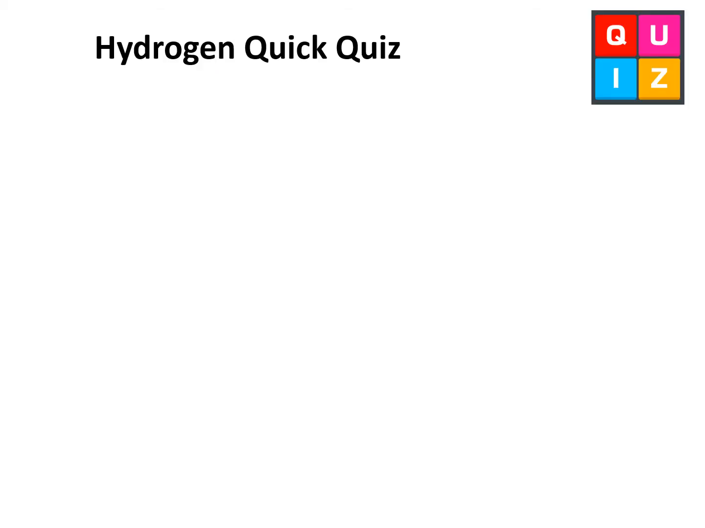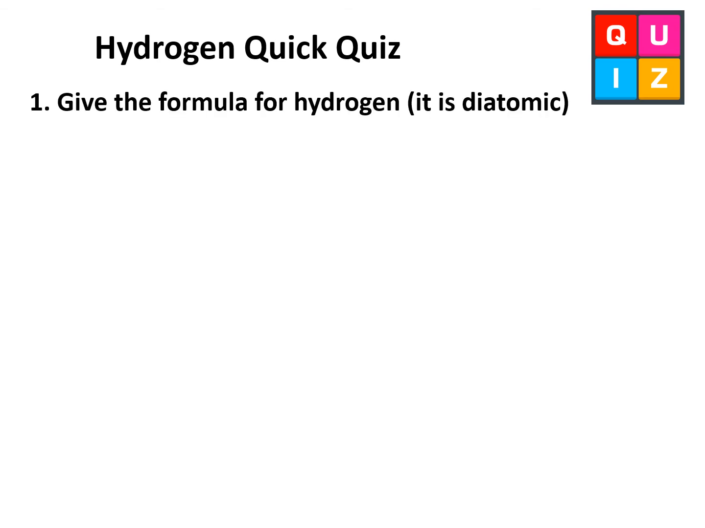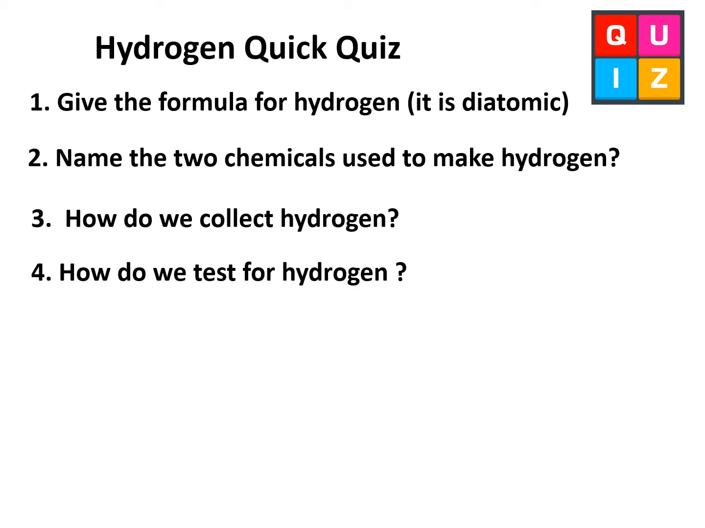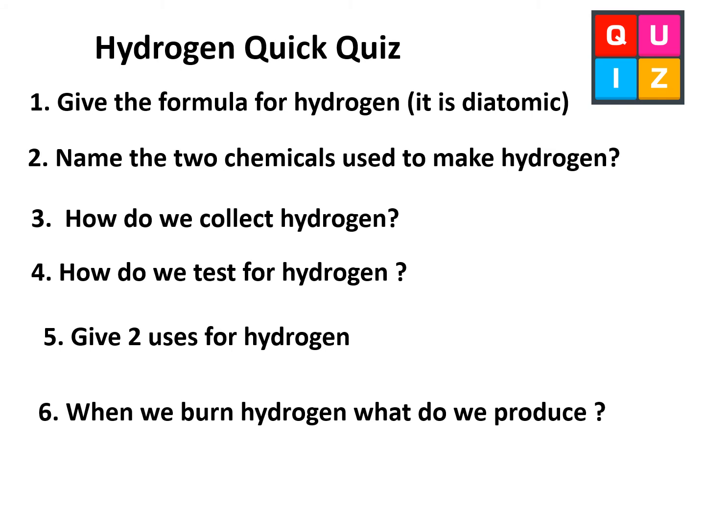Here's a quick quiz that we're going to do in class. Give the formula for hydrogen. Name two chemicals used to make hydrogen. How did we collect hydrogen last week? How do we test for it? Two uses. And when we burn hydrogen, what do we produce? Pause the video and try the quiz.